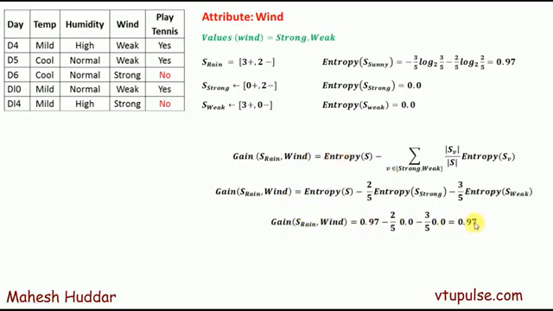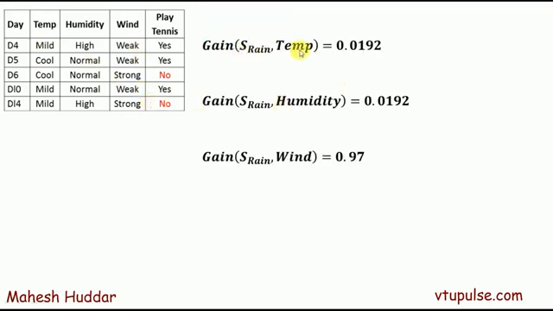So we have calculated the gain of all 3 attributes. We compare those things. The gain of temperature is 0.0192. The gain of humidity is 0.0192. The gain of wind is 0.97. So 0.97 is more compared to these two. So wind will be considered as a node at this particular level.